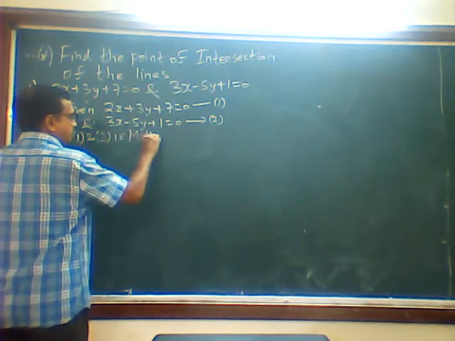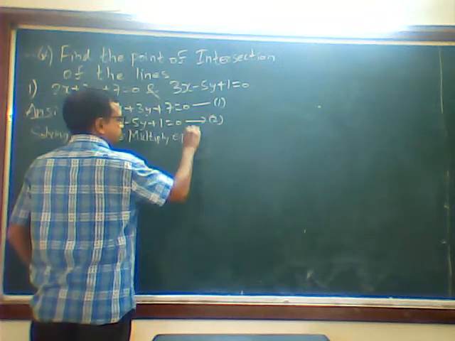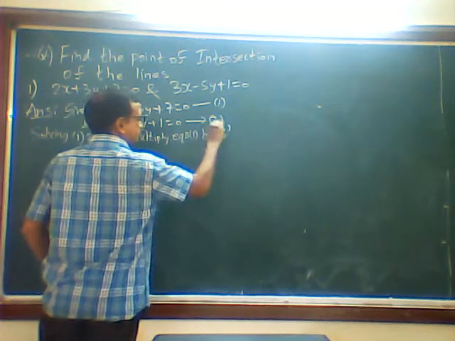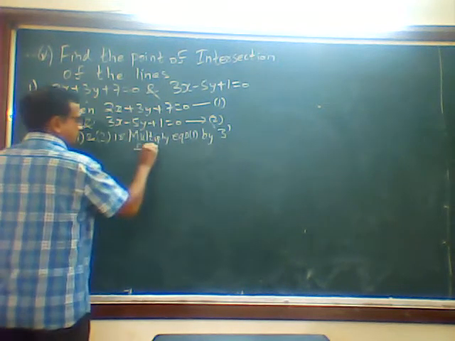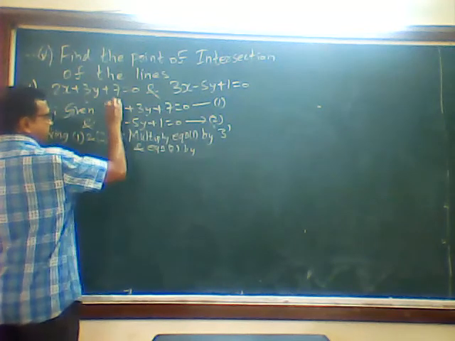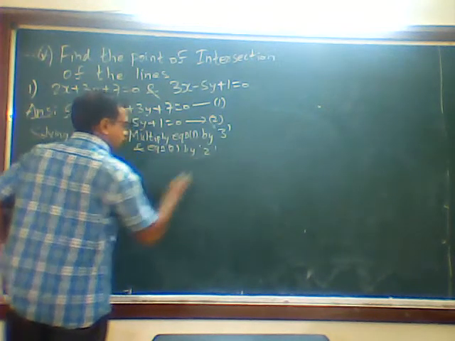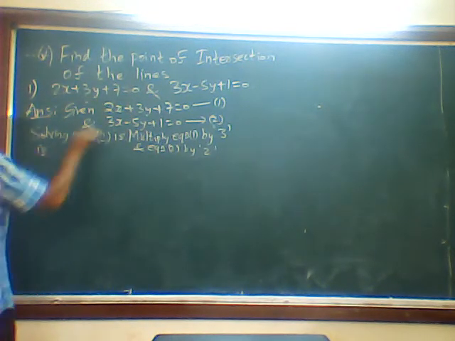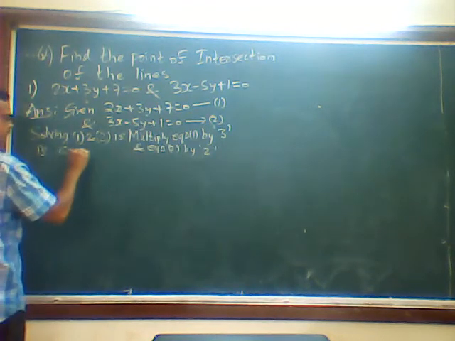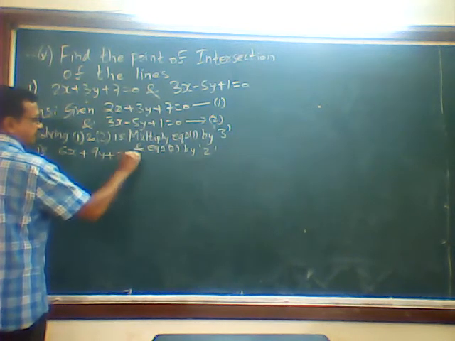That is, multiply equation 1 by 3. Okay. And equation 2, multiply by this 2. You have to see the opposite sides. By 2. That is, now this is multiplied by 3, na? 3 twos are 6x plus 3 threes are 9y plus 3 sevens are 21.